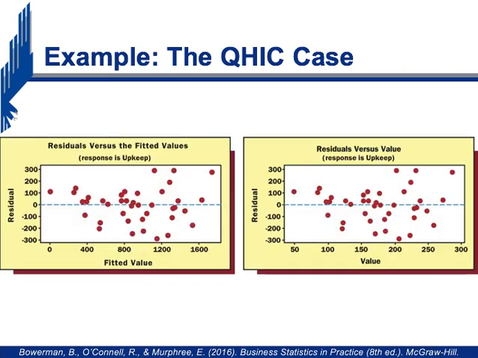So this is good enough for us to say that the normality assumption is satisfied. Now for the constant variance assumption, we have here two residual plots. We have the residuals versus the fitted values, which refers to the predicted values and the residuals. And here we have the residual plot for the independent variable and the residuals.